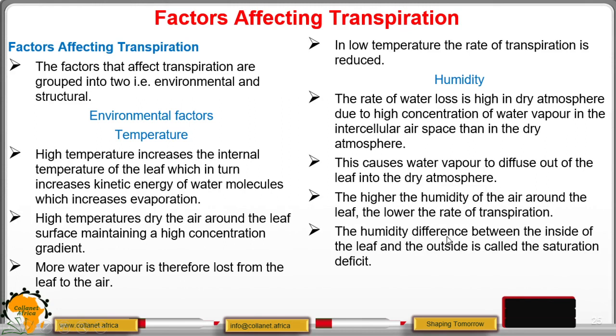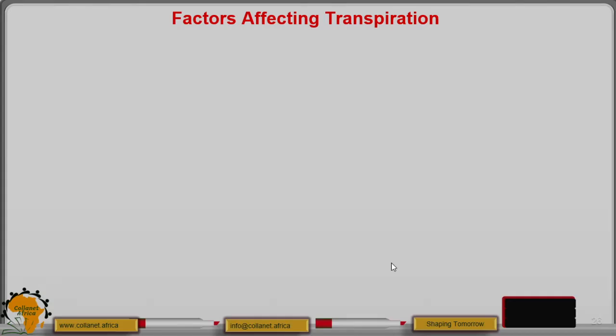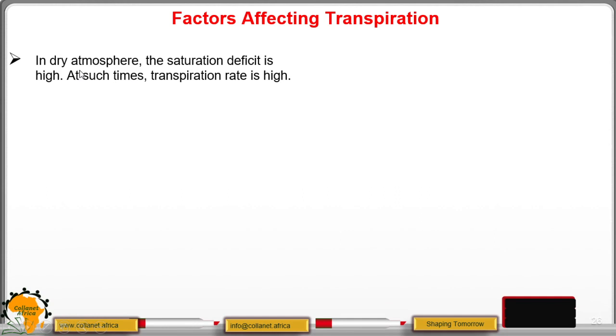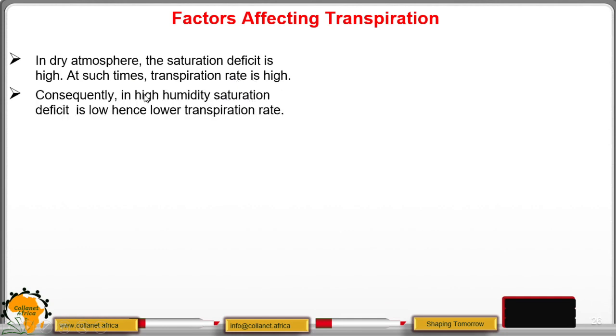So the humidity difference between the inside of the leaf and the outside is called saturation deficit. In a dry atmosphere, the saturation deficit is high, and at such times, transpiration rate is high. On the other side, in high humidity, saturation deficit is low, hence lower transpiration rate.